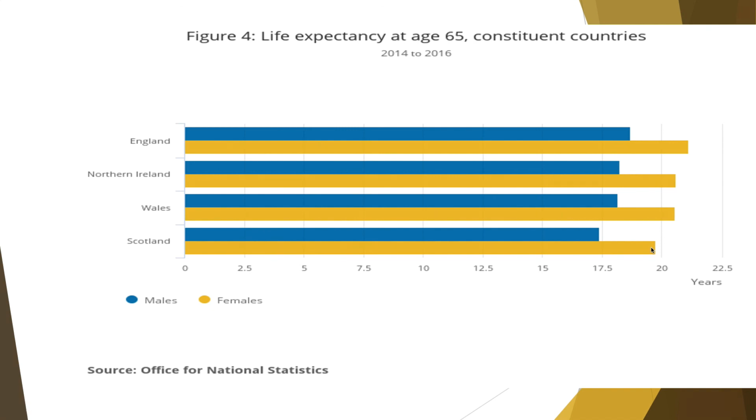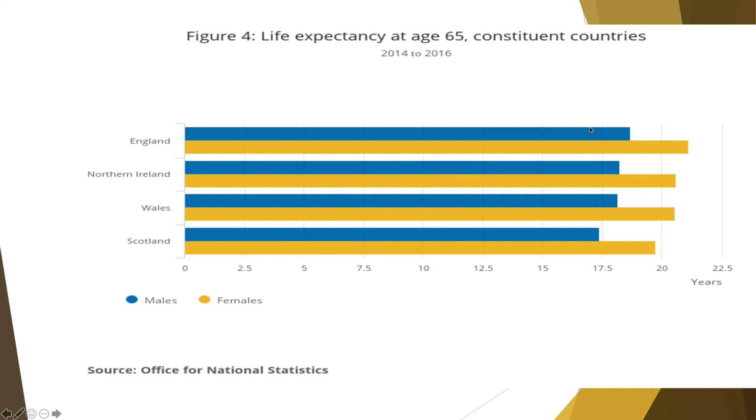So there's two questions I can ask myself here. Why is life expectancy higher for women compared to men? And why does Scotland have the lowest amount of years after 65? Why do they have the lowest life expectancy in comparison to Northern Ireland, Wales, and England?